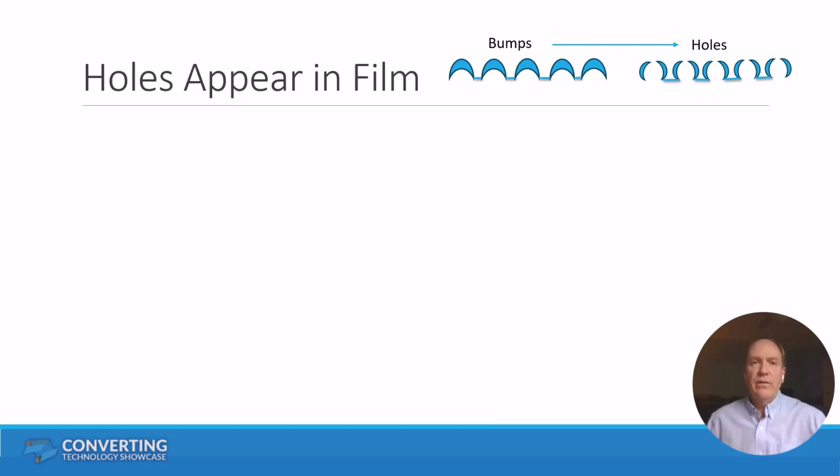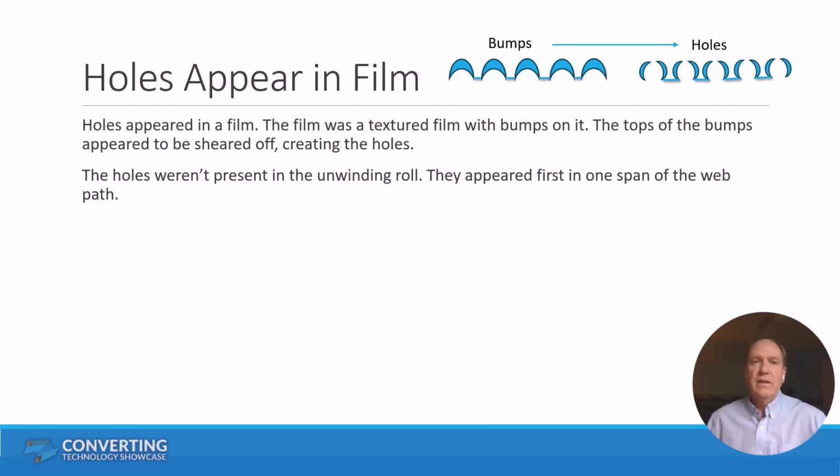I mentioned earlier this case where I had holes that appeared in a film. This film was actually a textured film. It had bumps on it. And we discovered that the tops of the bumps were being sheared off, creating some holes. And they weren't present in the unwinding roll. So it didn't come in like that from the supplier. They appeared when we inspected the whole path to appear in one span of the web path.